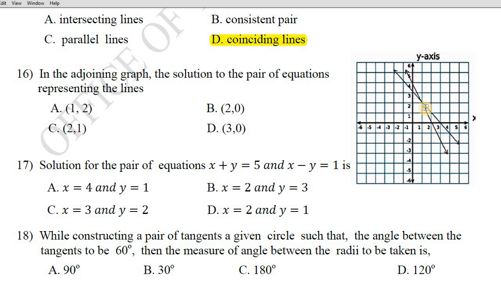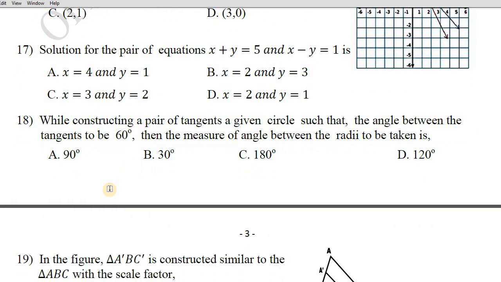For that you have to draw a perpendicular line from the point where the lines are intersecting to x-axis. So it means x value will be 1, and you have to draw another perpendicular line on y-axis, not the same perpendicular line. So one line on x-axis, one line on y-axis. So x value will be 1 and y value will be 2. Hence the correct option is A.